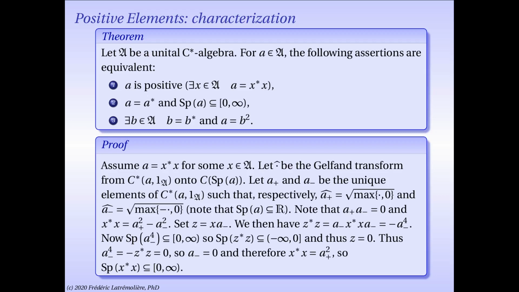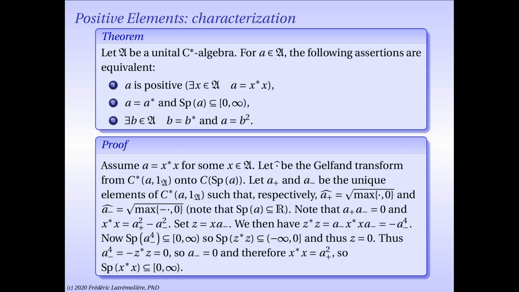Now here is a little bit of magic. I'm going to define Z as x times A minus. The reason why this is a good idea is because when I calculate Z star Z, I get something nice. I get, by definition, A minus x star x A minus. Note that A minus is self-adjoint. And, well, that's minus A minus to the power 4 because A minus multiplied by A plus disappears. It's 0.